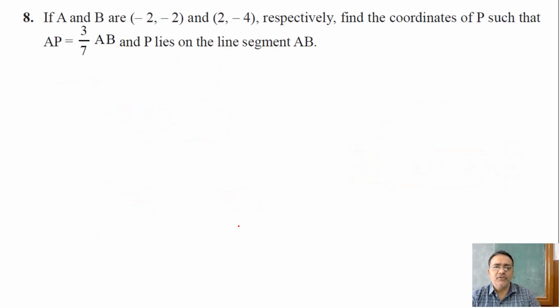Okay. Now we'll move towards one very important question for this year's board exam. If A and B are (-2, -2) and (2, -4) respectively. Find the coordinates of P such that AP is equal to 3/7 of AB and P lies on the line segment. Question is clear?